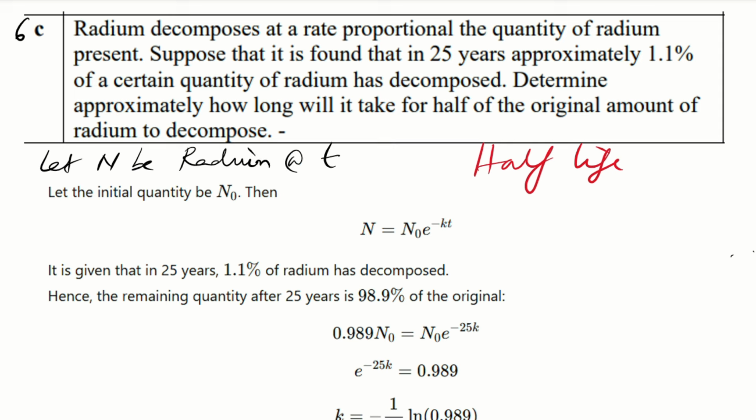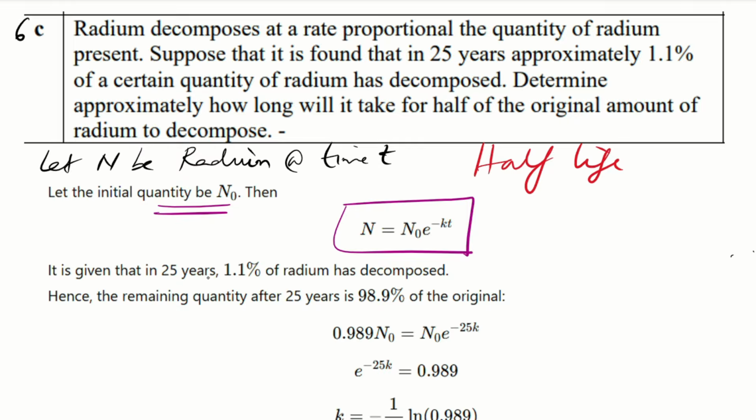Okay, let N be the radium at time t. So we have the general formula here. The general relation is N is equal to N naught e raised to minus kt, where N is the radium at time t, t is the time, and N naught is the initial quantity of radium. Okay, so using this formula, let's solve the problem.